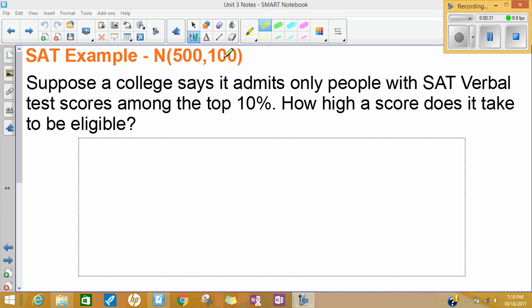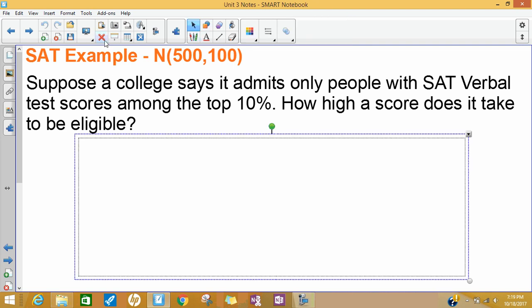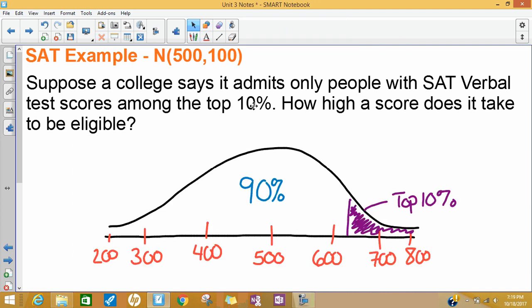And we tried to find a percentage based on a specific SAT score. So now we have a percentage given to us. So this college admits only people with an SAT verbal test score among the top 10% of all people who took it. So we want to figure out, hey, can we get into this college and what score is it going to take? So we should always draw a picture.